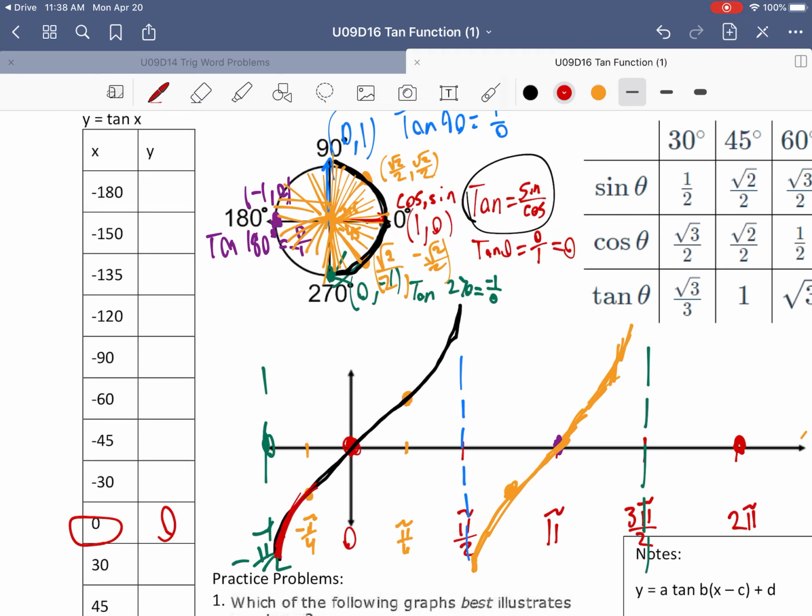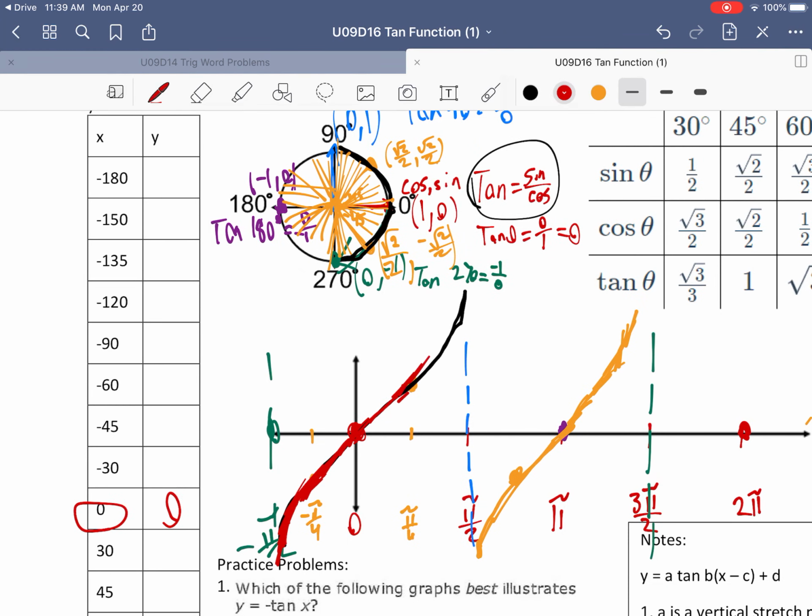So I'm just going to highlight it in red. So it starts at -infinity at negative pi over 2, passes through 1 at -45 degrees. I'm going to refer to them in degrees. So it starts at -infinity at the asymptote of -90. At -45, it becomes -1. At 0, it becomes 0. At 45, it becomes 1, and it approaches infinity as it reaches pi over 2. And this graph repeats over and over again.